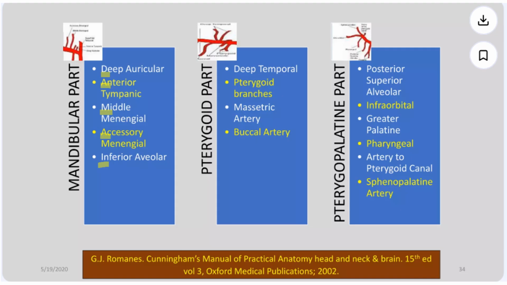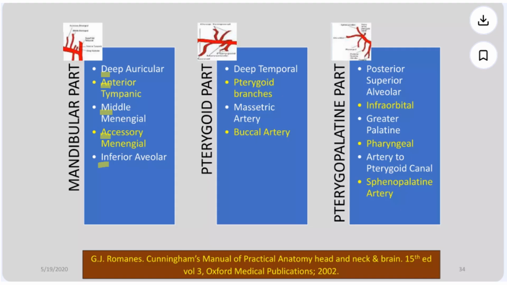Coming to the pterygoid part, it gives branches like the deep temporal artery, pterygoid branches, masseteric artery, and buccal artery. The way to remember all these arteries of the second part of the maxillary artery is that it supplies all the muscles of mastication. Deep temporal supplies the temporalis muscle. Pterygoid branches supply the medial and lateral pterygoid muscles. The masseteric artery supplies the masseter muscle, and the buccal artery supplies the buccinator muscle.